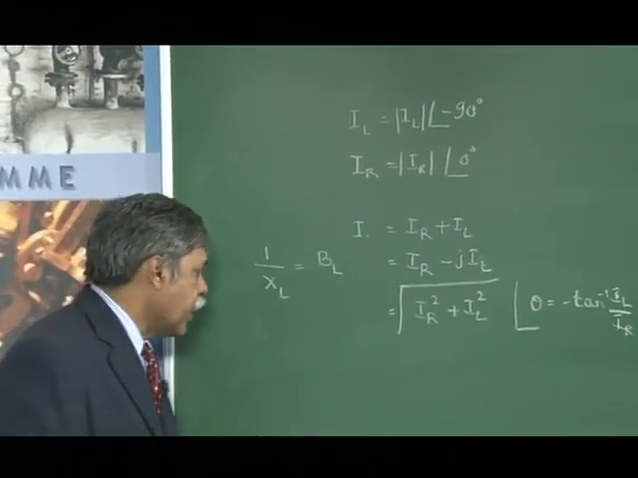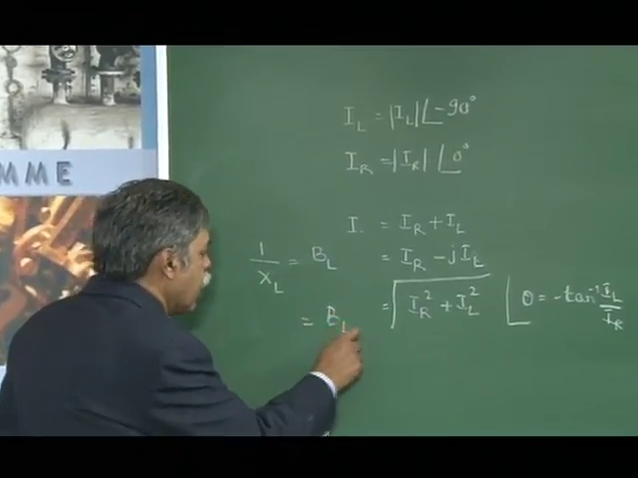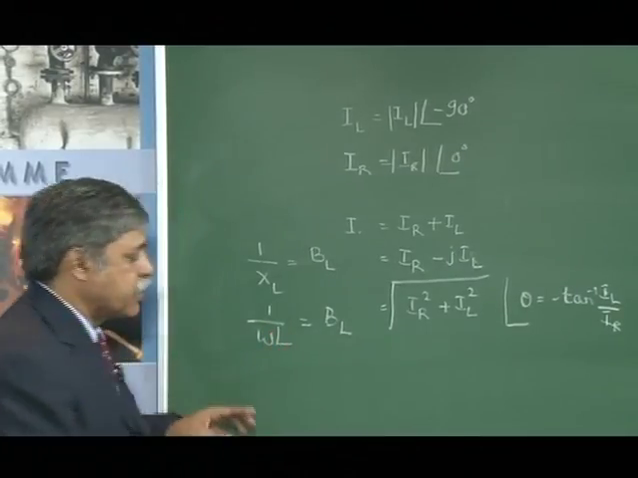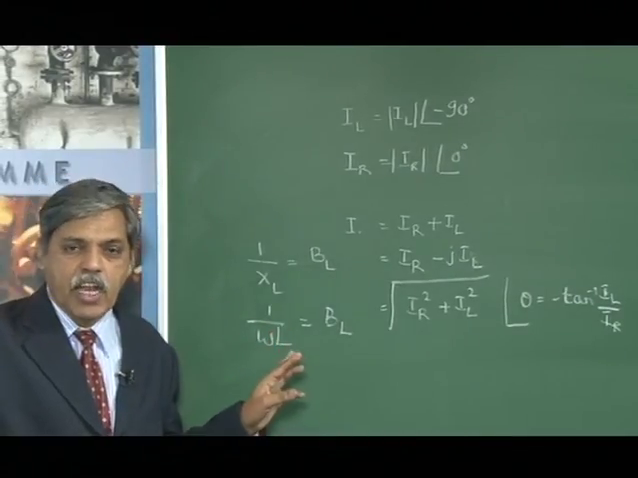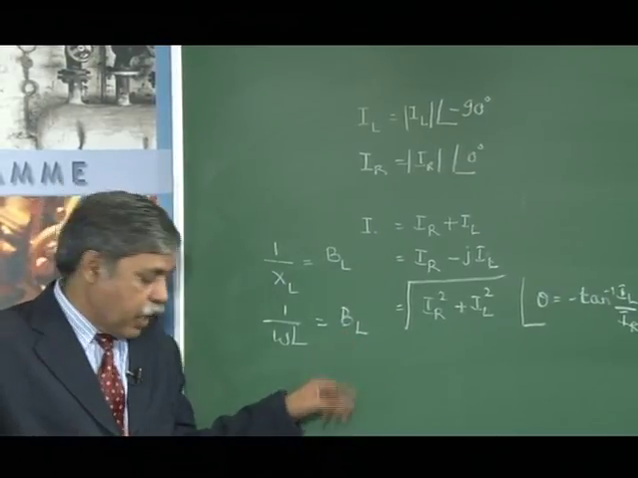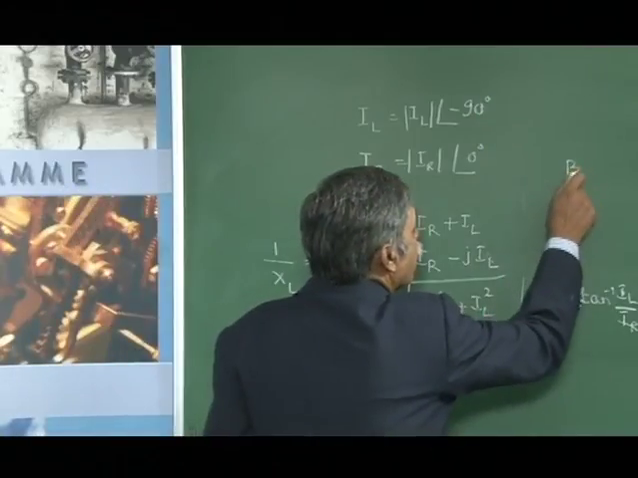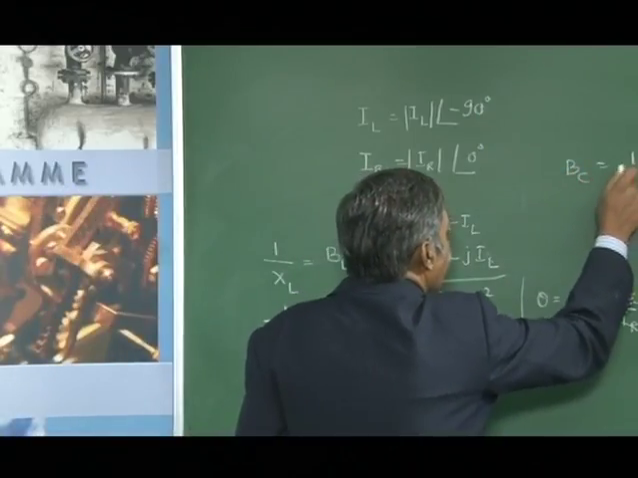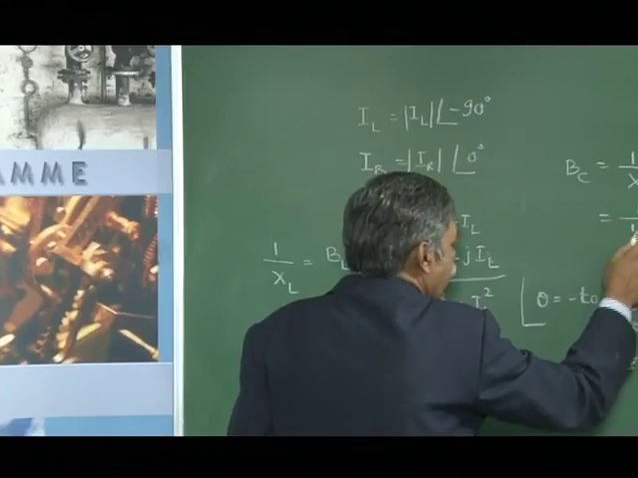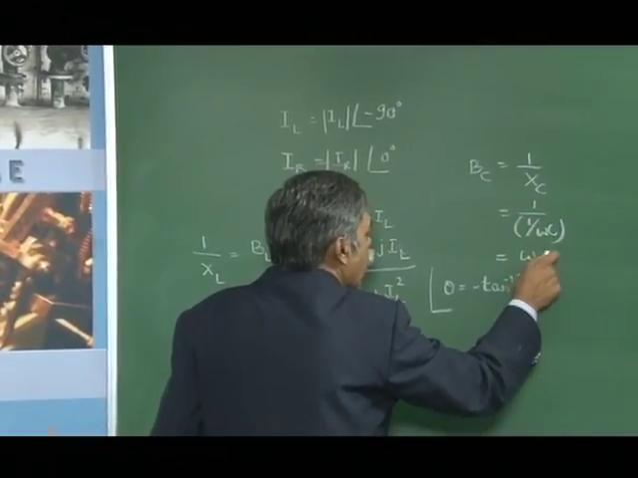When I write XL is equal to omega L, I also have BL is equal to 1 over omega L. So, keeping one of the parameters, either omega constant or L constant, I can vary the inductive susceptance. Similarly, when you write the capacitive susceptance, BC will be equal to 1 by XC, or XC is equal to 1 over omega C. So, my BC value will be omega C.